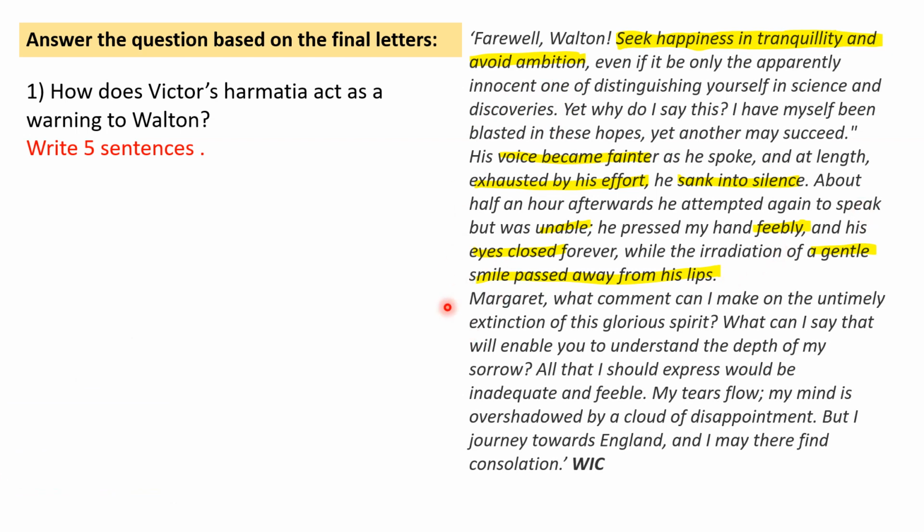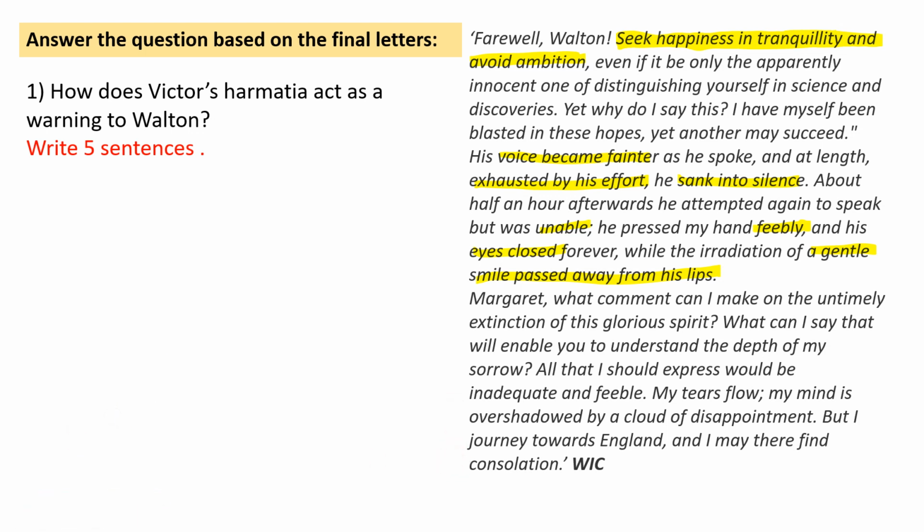Wharton continues writing, "Margaret, what comments can I make on this untimely extinction of this glorious spirit? What can I say that will enable you to understand the depth of my sorrow? All that I should express would be inadequate and feeble. My tears flow, my mind is overshadowed by a cloud of disappointment, but I journey towards England, and I may there find consolation."